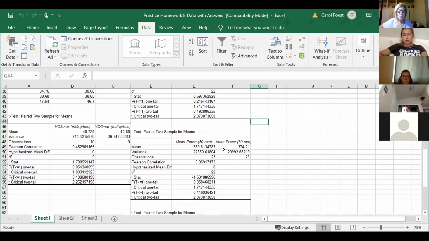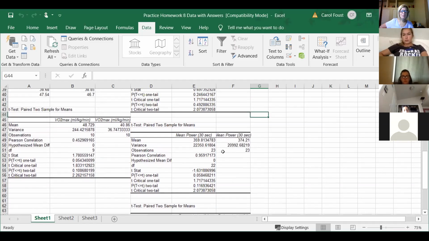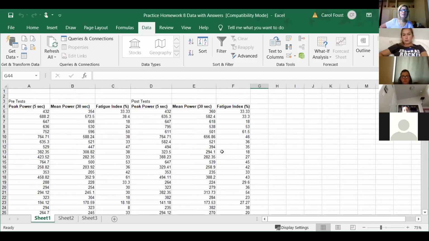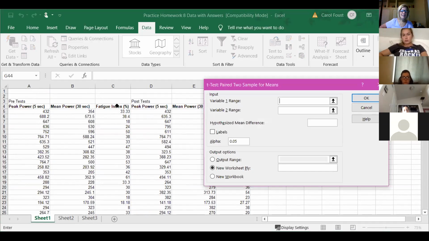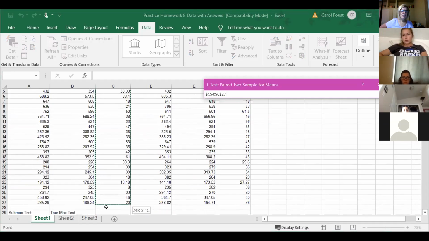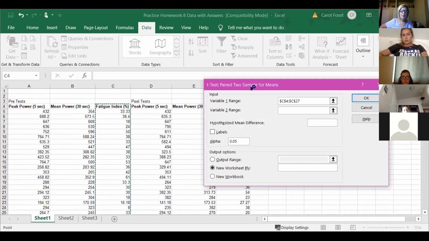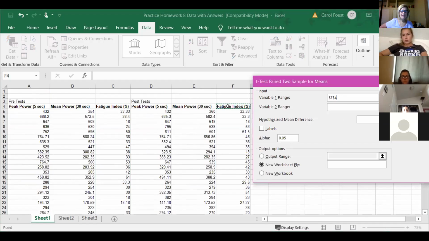So the mean power was reliable. Okay, then we do the same thing for the last group. Data analysis, we're still using that paired two sample, one group, two measures. We're going to pull fatigue index. This is how much they fatigued from the beginning to the end of the test on each day.